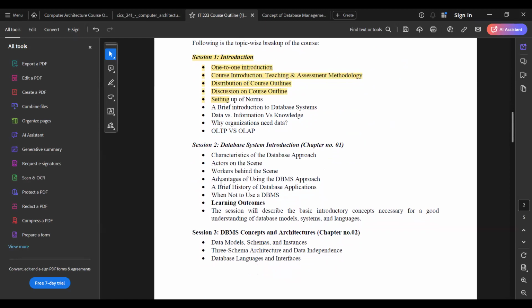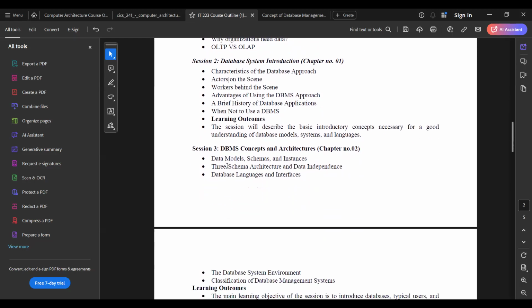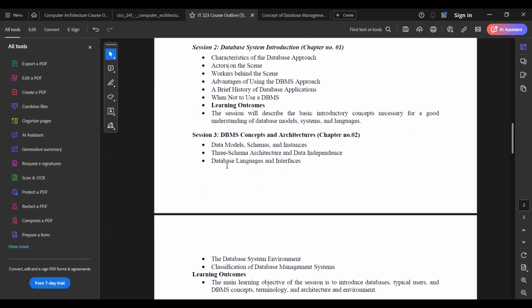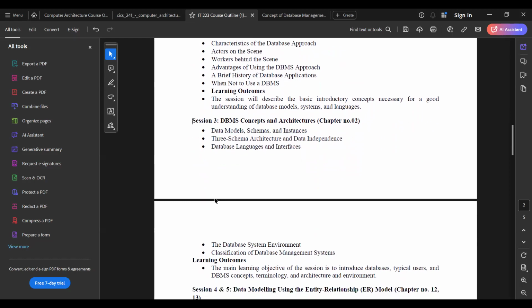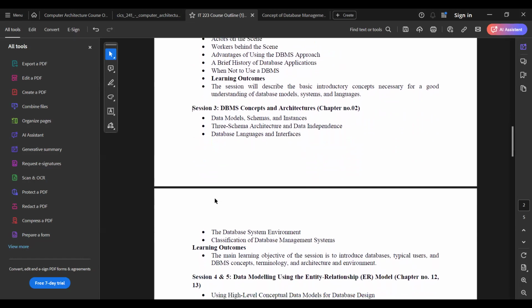Then we'll move straight to the characteristics of a database. Who is an actor? Who is a worker? All of those things, the jobs you can do, who does what when it comes to a database and all of those things. Then we will start to design the database by learning what are data models, what is a schema, and what is an instance of the data model. Then we'll learn about different architectures and database programming languages. So yes, we'll be learning a programming language in this course called SQL.